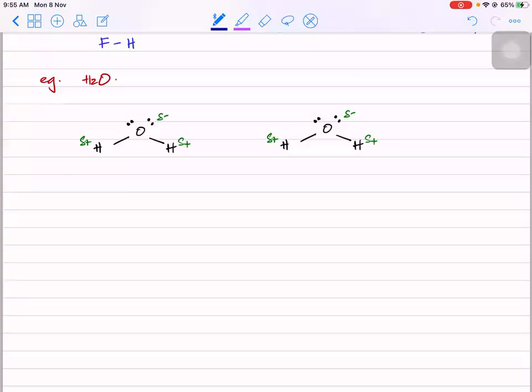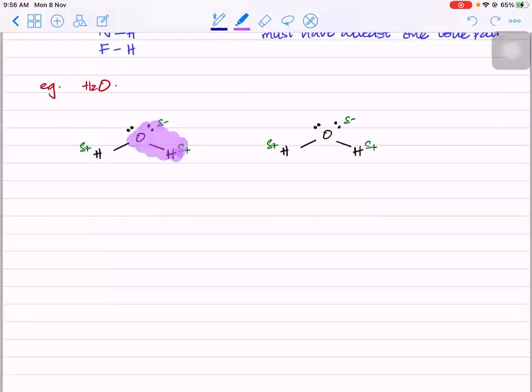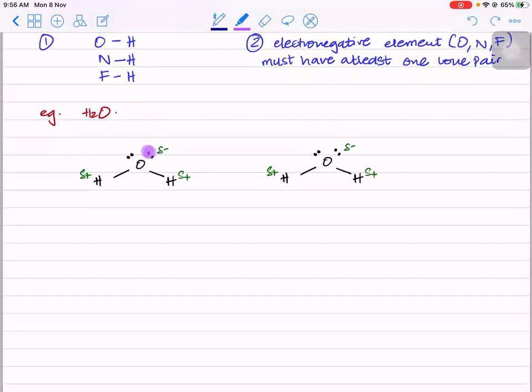Now, let's see the first criteria. The first criteria was your H must be bonded to an O. Do you have an O bonded to an H? Yes. The second was the electronegative element must have at least one lone pair. Do you have that? Do you see the electronegative element not only has one, but it has two? We need at least one. Do you have that? Yes. Can we have hydrogen bonding between this? Yes. Now let's see how we will show that.